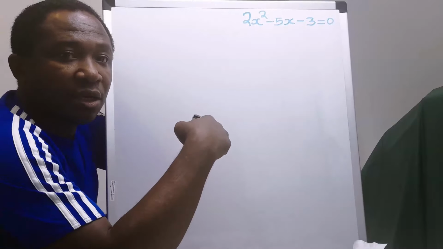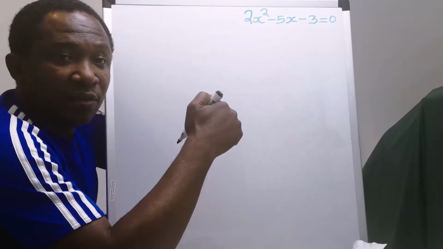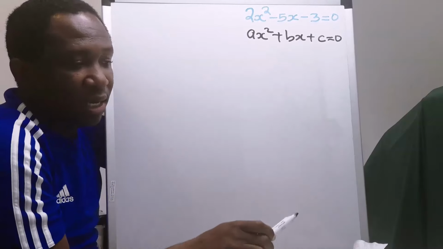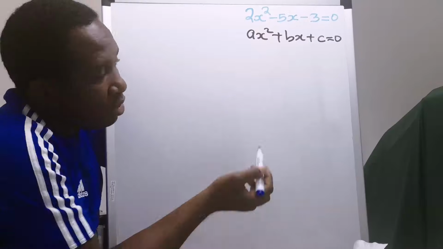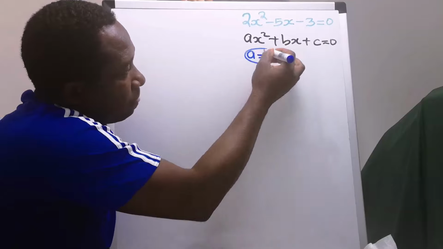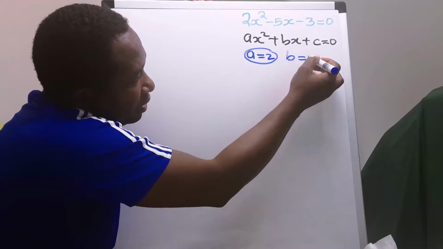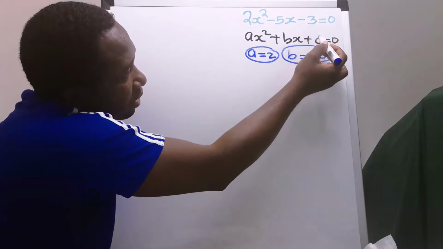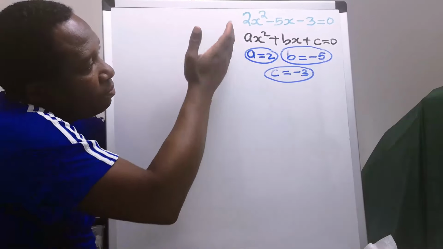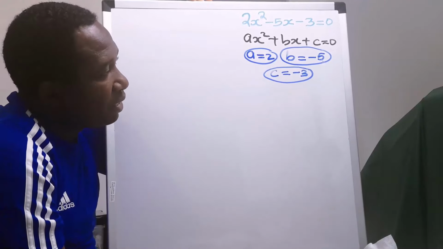To solve this using the quadratic formula, we need to first consider the general formula, which is ax² + bx + c = 0. Next, we compare. 2 is in the position of a, so a is 2. Minus 5 is in the position of b, hence b is minus 5. Minus 3 is in the position of c, hence c is minus 3. From the given question, we have extracted the values of a, b, and c.